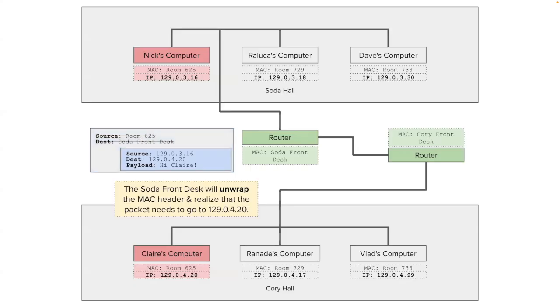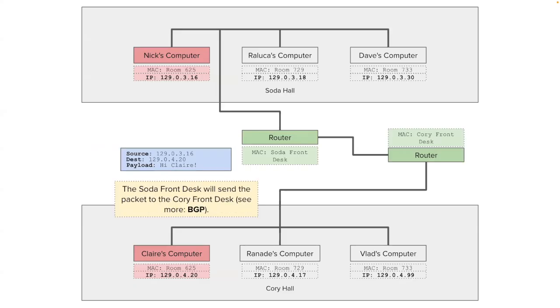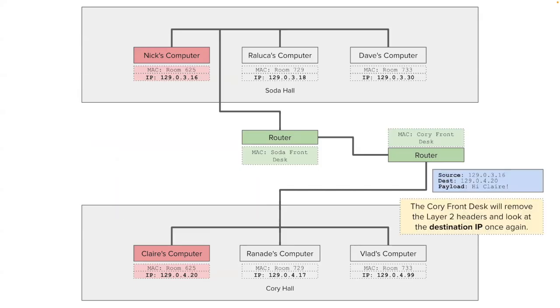So in this case, it will unwrap this part and wrap it with another header, where the destination is set to be the Quarry front desk. And this layer 2 packet will then be sent to the Quarry front desk and be unwrapped, and the Quarry front desk can see this layer 2 packet again and realize that the destination is 129.0.4.20, and it does know that this destination is actually Claire.